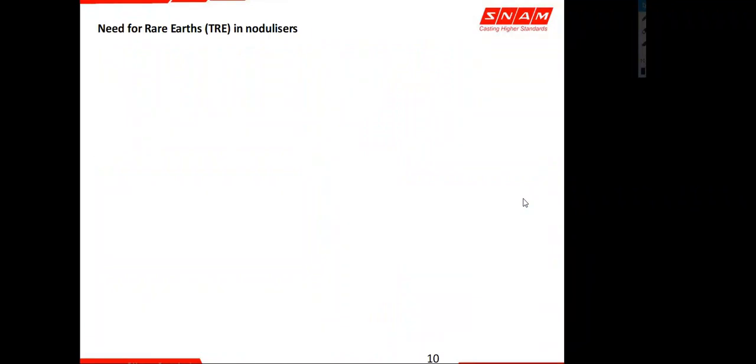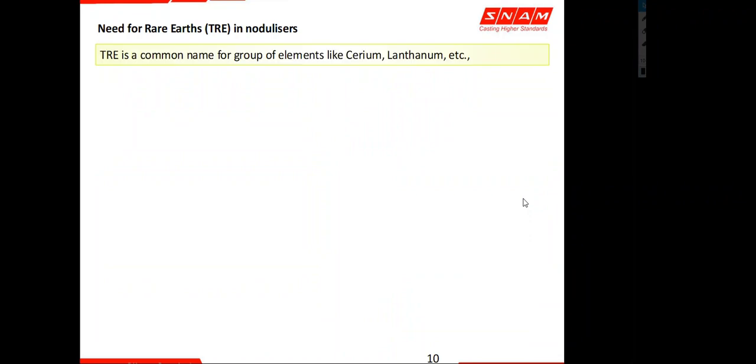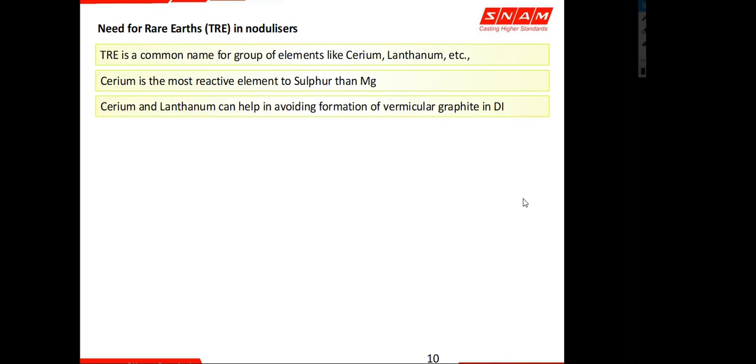Why do we need to have rare earths? From this slide, we'll be talking about why you want a rare earth in your nodularizer. TRE, as I explained, is a group of elements like cerium and lanthanum, and cerium is more reactive to sulfur than magnesium. So you don't let magnesium easily react with sulfur. Cerium and lanthanum can help in avoiding formation of vermicular graphite. So when the amount of magnesium present is more, you get the best nodularity and your vermicular graphite production is reduced. This way, cerium and lanthanum help directly in giving good nodularity.